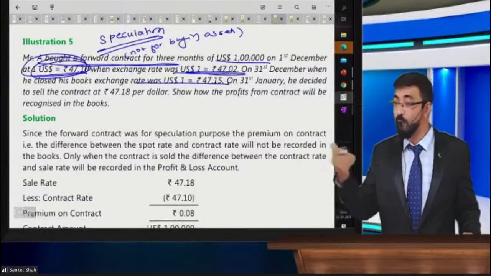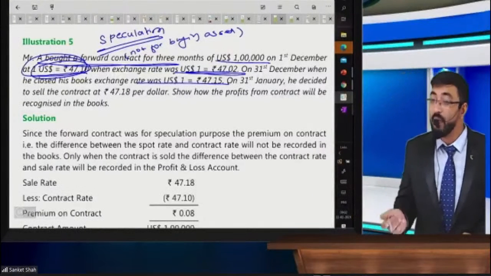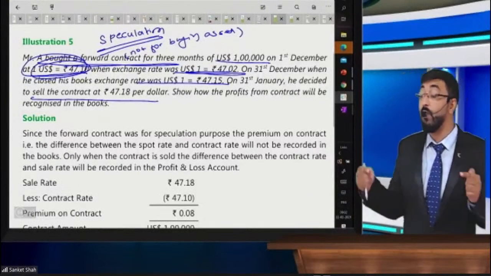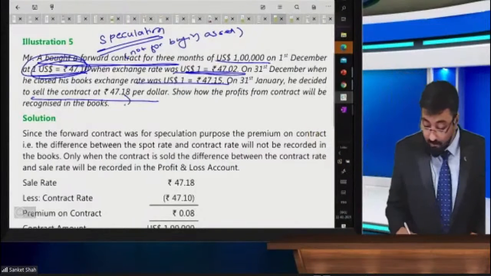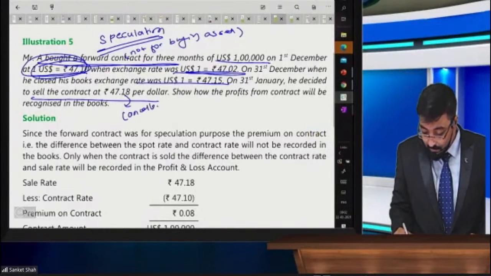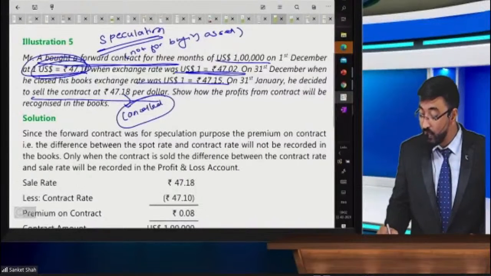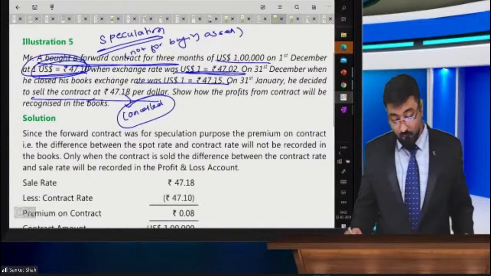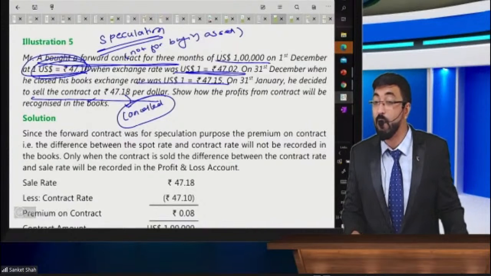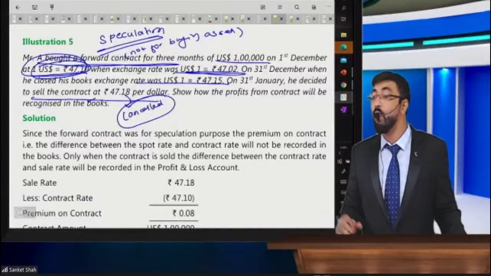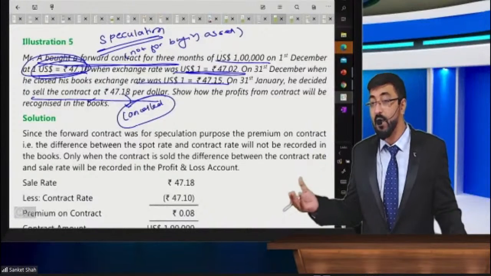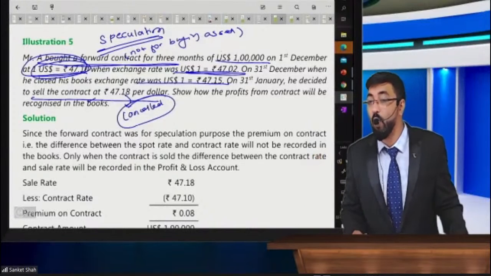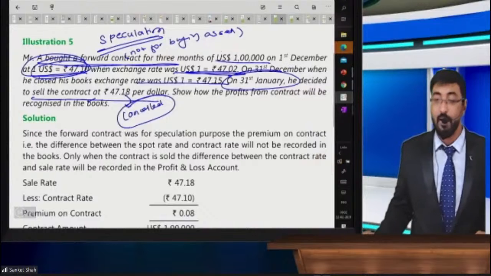Buying and selling, here the contract gets cancelled. How? Because he bought a 3 months contract and now he sold this contract for 47.18. So he will not wait up to 3 months. He will calculate the profit or loss on 31st of Jan only.